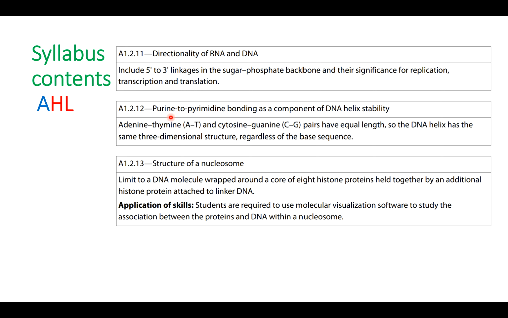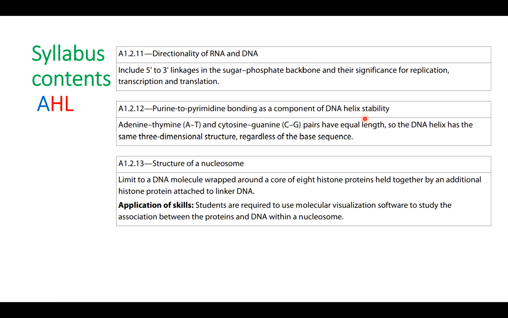Next topic consists of purine to pyrimidine bonding as a component of DNA helix stability. So why, for DNA structural stability, do we need the AT bond and CG bond, the base pairing? Why is it like that? What makes the structure unique after this, right?